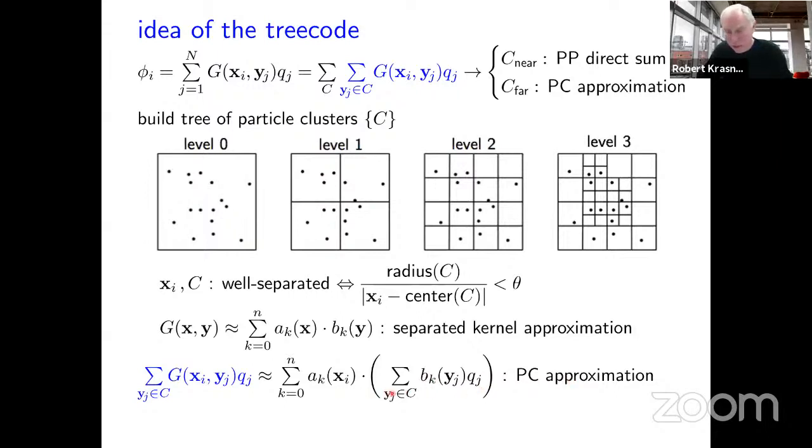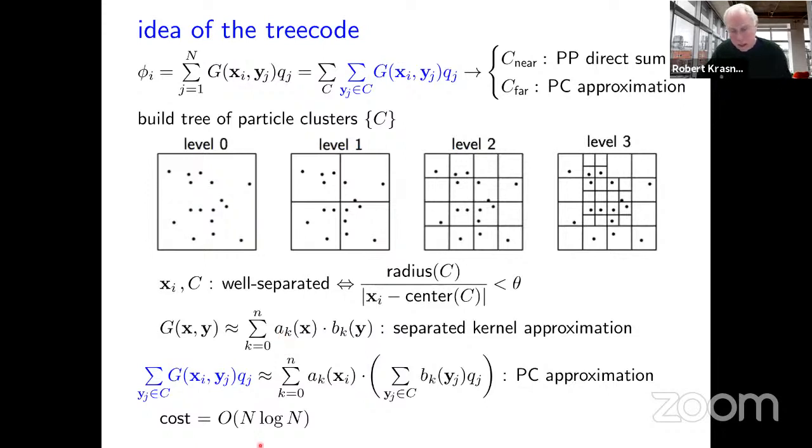And what is the benefit of this? These quantities here are independent of the xi's. They can be computed once and for all and used for different xi's. So the end result is an algorithm that has scaling like n log n. There's an error, but we can control the error by the number of terms we keep in these approximations.